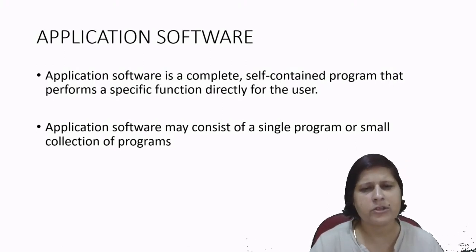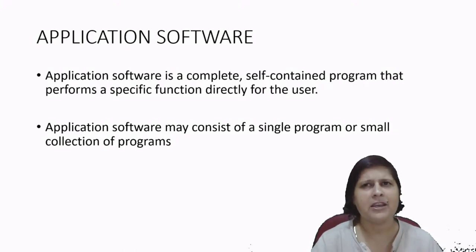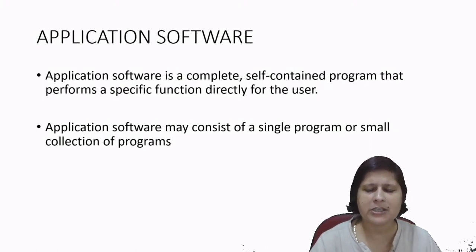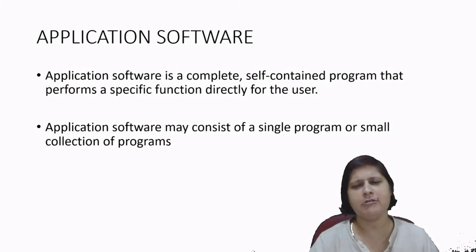Now application software. All this was about the system software. Application software. What is application software? Application software is a complete self-contained program that performs a specific function directly for a user.